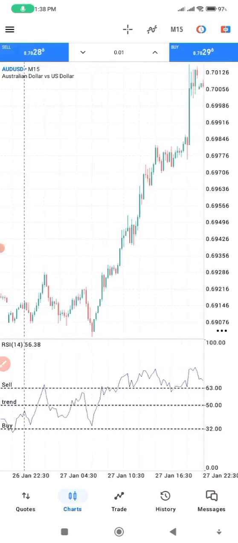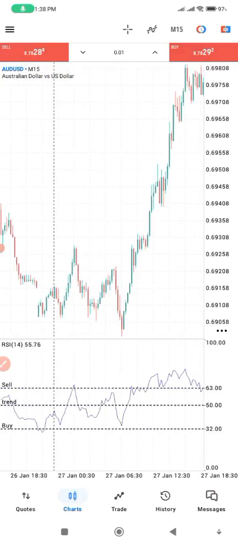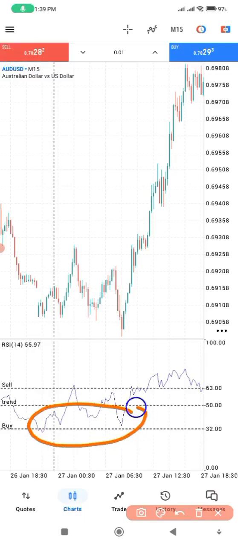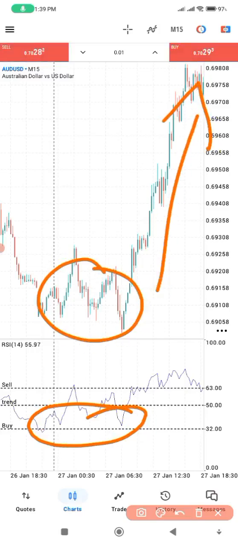Now, if it is a trendy market such as this that you're seeing on the screen, and you see this at this particular 36, 32 region, look at what happened and look at the profit. It went exactly as it is.